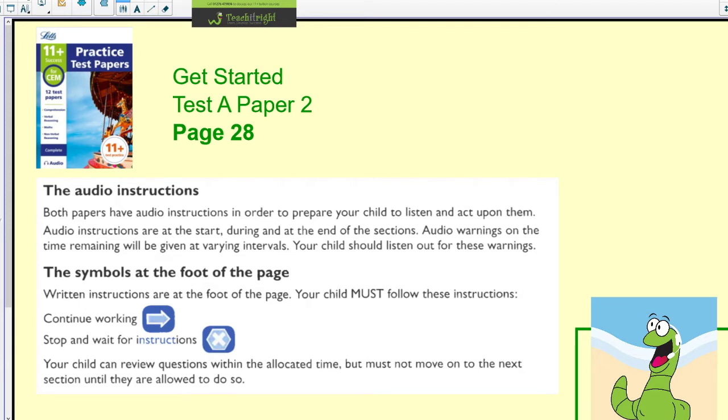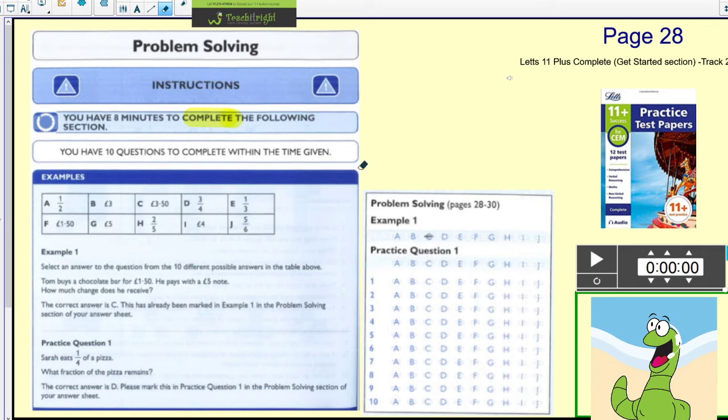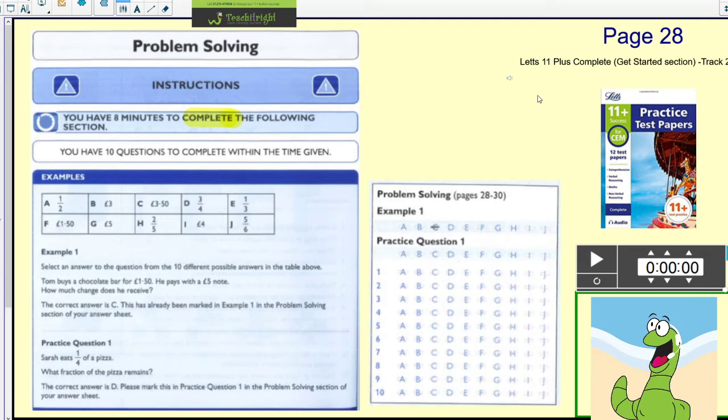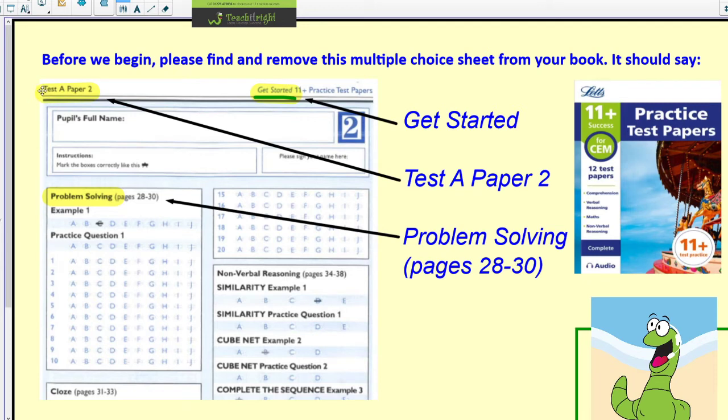And again, if you came to a lesson before, I'll be using the same style, the same audio file to really replicate the exam. Because not only in the exam will you have these answer sheets to navigate your way around, but you'll also be using these audio files. So what I'd like from you guys, hopefully you can see here, this is now me being ready. I've got my problem solving questions, which are on page 28. Hopefully you can see that, page 28 in the top corner. And I've got my answer sheet ready and raring to go. And I've checked the corners of the sheet, so everything. So it's Test A, Paper 2, Get Started.